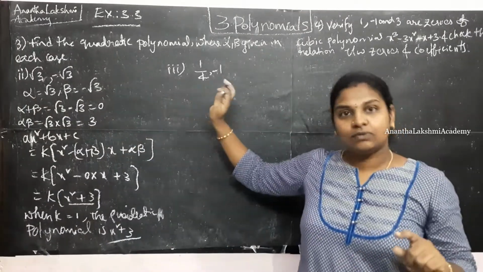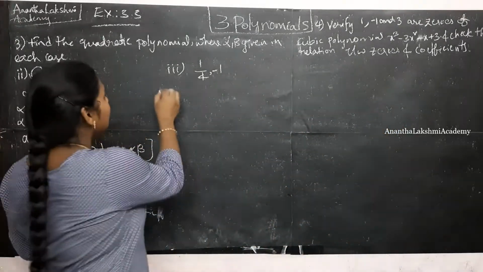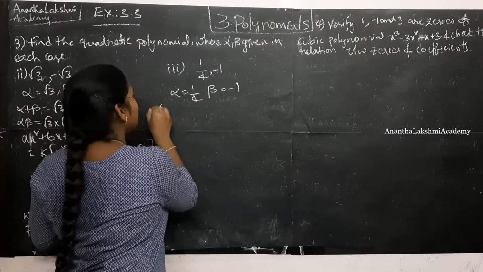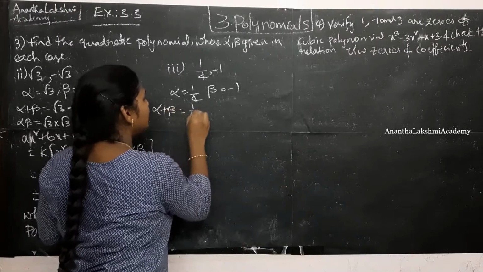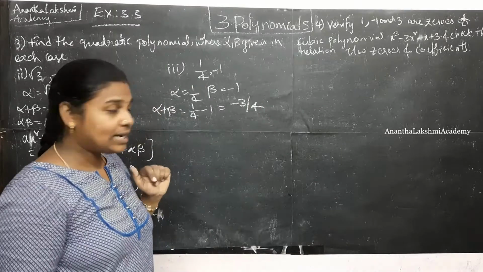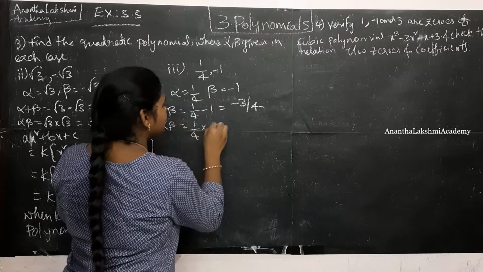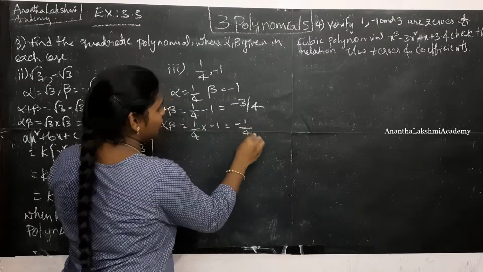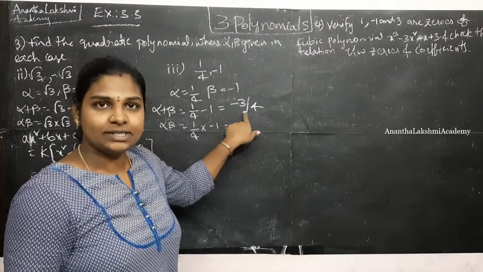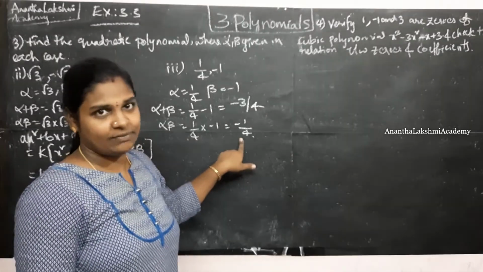in the third bit, one of the zeros is a fraction. So let me write it as alpha is equal to 1 by 4, beta is equal to minus 1. Alpha plus beta is equal to 1 by 4 minus 1 is equal to minus 3 by 4. Alright, next, alpha beta is equal to 1 by 4 into minus 1, which is minus 1 by 4. How did I get minus 3 by 4? I took the LCM. 1 minus 4 is minus 3 by 4. Alright, and then alpha beta is just the multiplication part, and we got this.